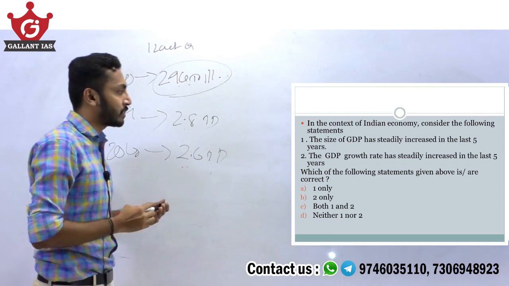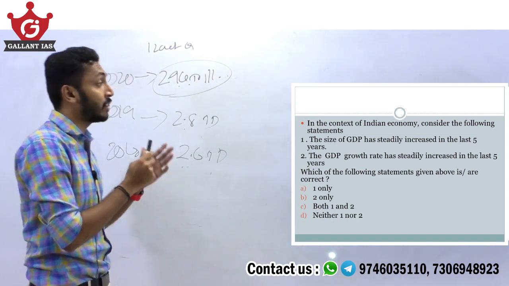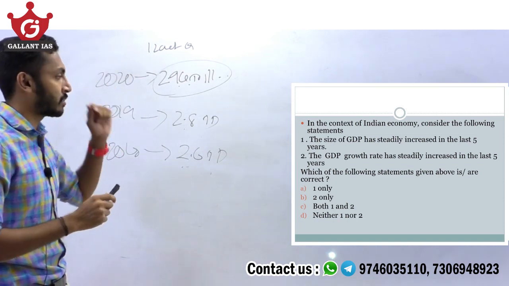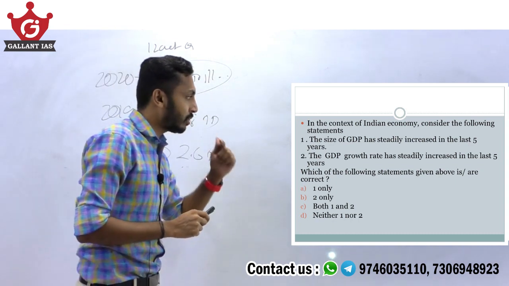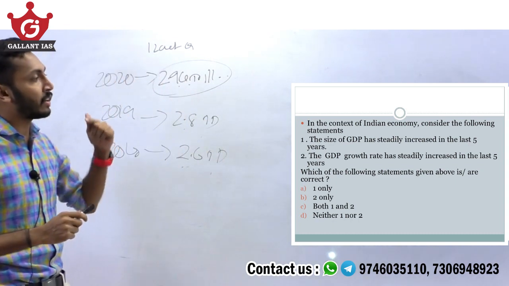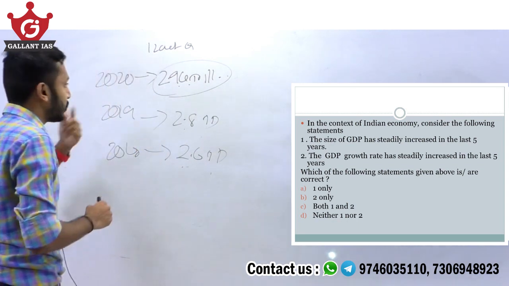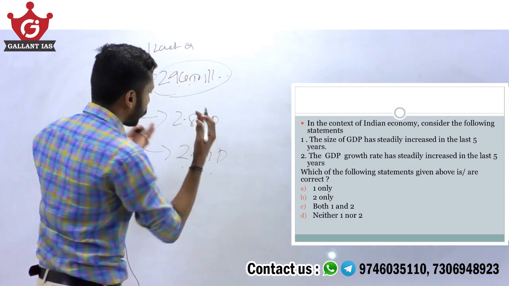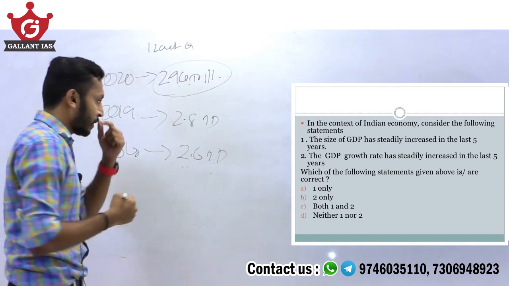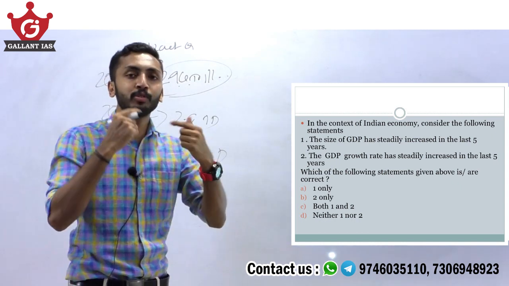So the first statement is correct. The size of GDP has steadily increased in the last 5 years. Correct statement. Second, the GDP growth rate has steadily increased in the last 5 years. So what is the difference between size of GDP and GDP growth rate? Then how do we calculate GDP growth rate? Comparing the size of GDPs of different years.